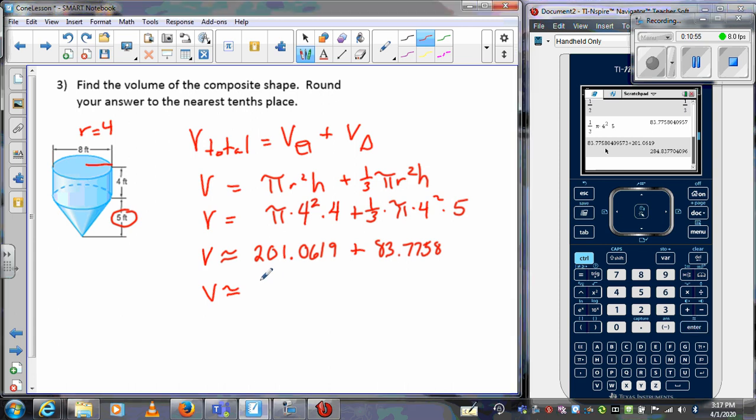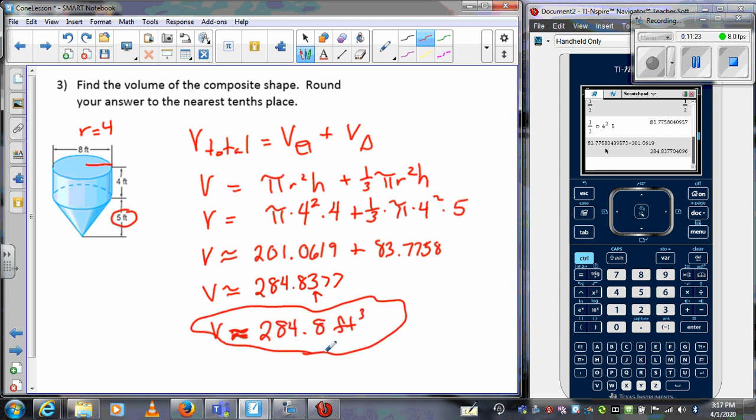So that's giving me an answer of 284.8377. I'm going to round to the nearest tens place, so I've got to look at that 3. That 3 is less than 5. Remember, if it's 4 or less, let it rest. So 284.8, and that's cubic feet.